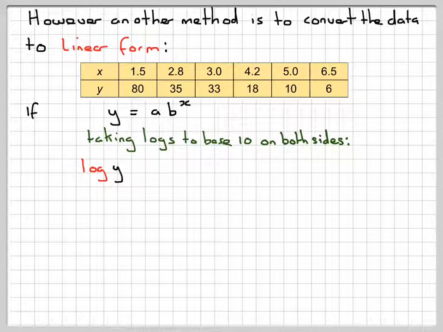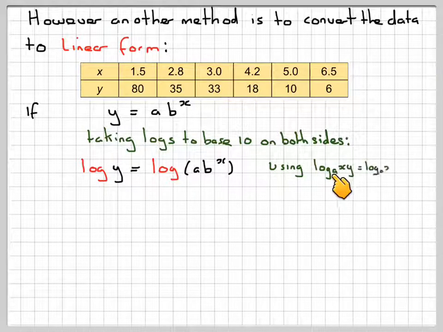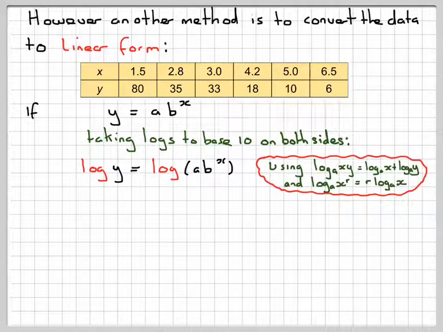Let's take log to the base 10 of y is equal to log to the base 10 of a b to the x. Right, if we now use a couple of rules of logarithms, the first rule we're going to use is log of xy equals log x plus log y. So x would be a, and y would be b to the x. We're going to use the other one in a minute. We'll come back to that.